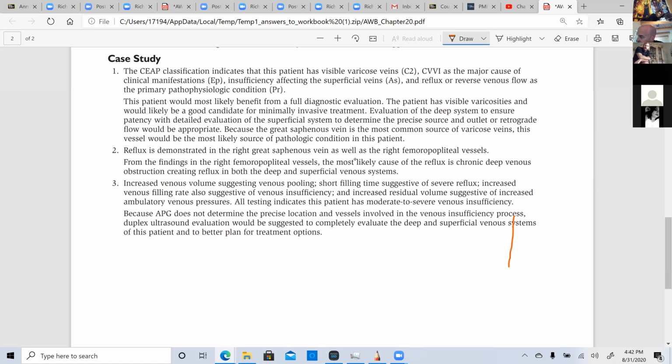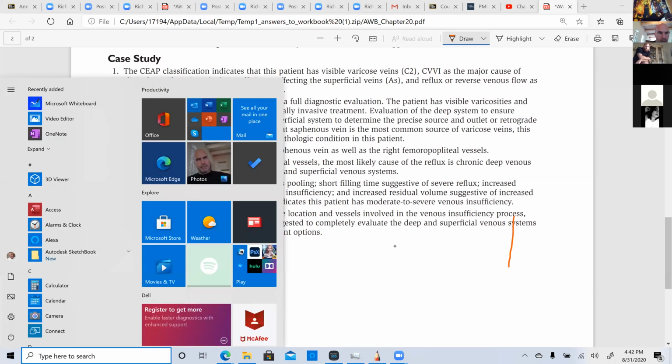Which vessels demonstrate reflux, and what is the most likely underlying pathophysiology? So, great saphenous vein, you can see that clearly, femoral popliteal vessels as well. From the findings in the right femoral popliteal vessels, the most likely cause of the reflux is deep vein thrombosis obstruction, creating reflux in both the deep and superficial venous systems. So by the way, guys, let me draw something right here.